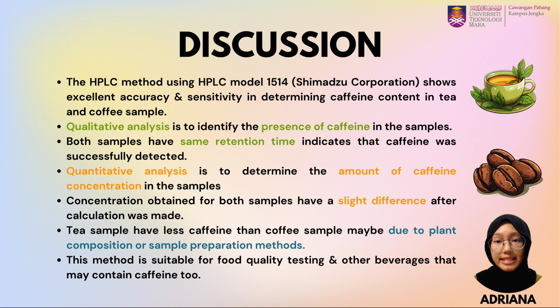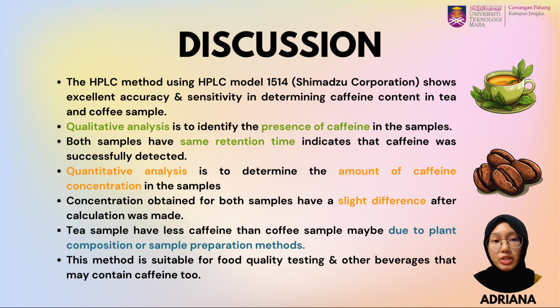The qualitative analysis aimed to identify the presence of caffeine in both tea and coffee samples. By comparing the retention times of both samples under the identical chromatogram, it was observed that the retention time for both samples was the same. This confirms that caffeine is present in both tea and coffee samples, as it eluted at the same retention time, which indicates that caffeine behaves similarly in both matrices. In the meantime, quantitative analysis involved determining the precise caffeine concentration in the tea and coffee samples.